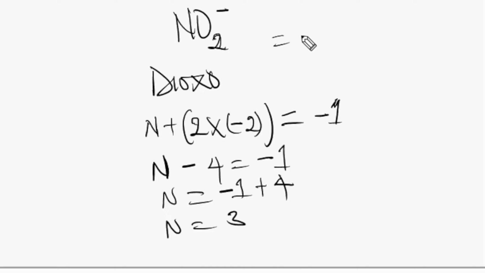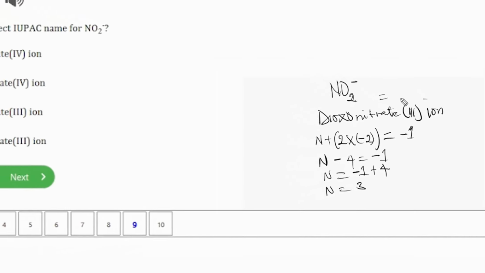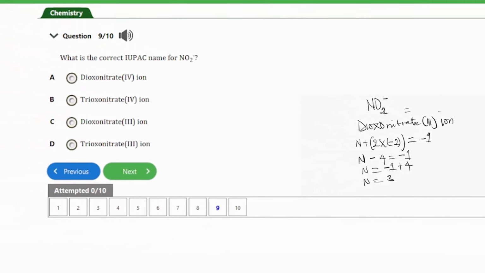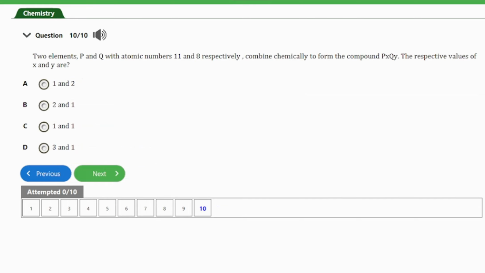So this will be dioxonitrate(III) ion. So guys, that's the answer to this question, and that's option C here. So let's go ahead and wipe this off, and then let's go ahead and check the next question. And that's the last question, guys.